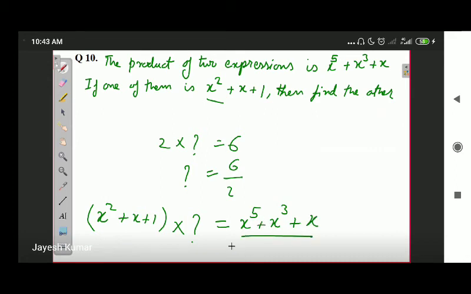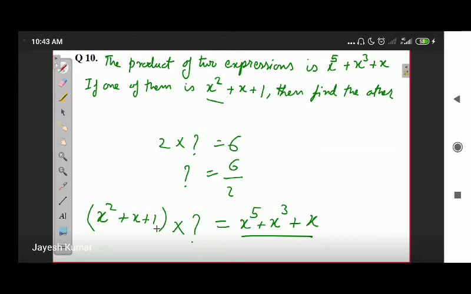Okay, so what you do is you divide x to the power 5 x cube plus x with x square plus x plus 1, and whatever the quotient is, that is your answer. Keep in mind that in this case the remainder is going to be equal to 0.